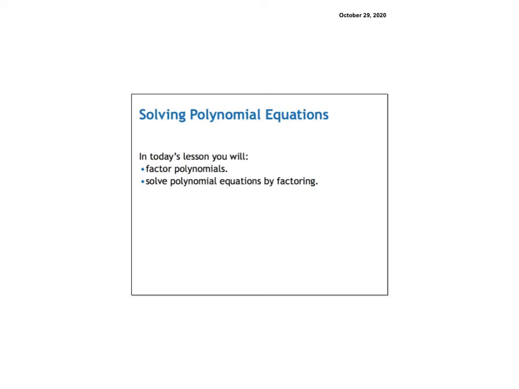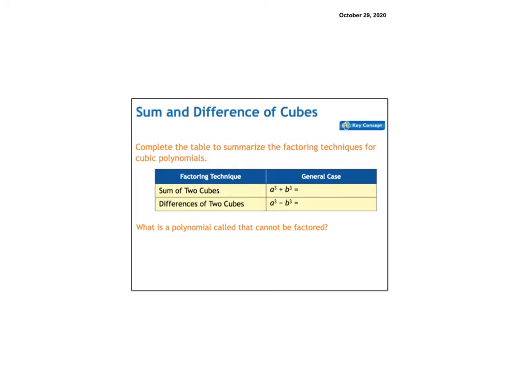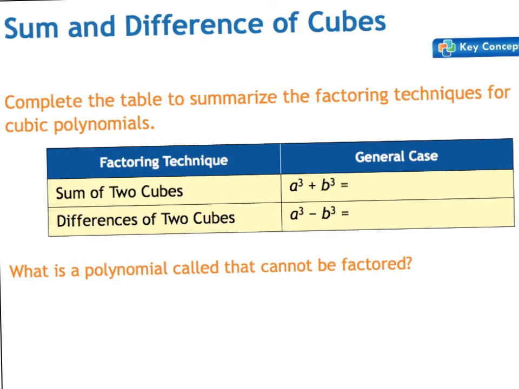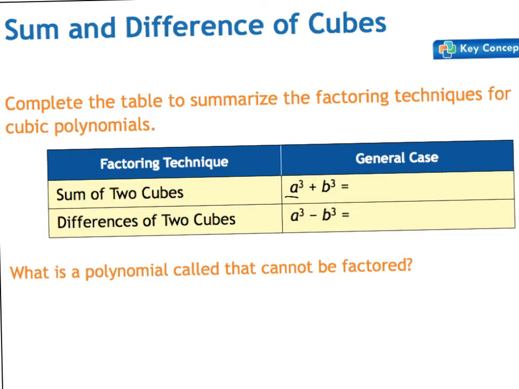For today's lesson, we're going to talk about factoring polynomials. We're first going to talk about the sum and difference of cubes. If you remember, we talked about the difference of squares in one of our earlier units. What this looks like is we have something cubed plus something cubed, or a to the third minus b to the third. Our difference is when we're subtracting, and our sum is when we're adding.